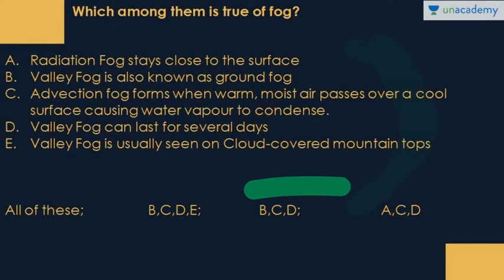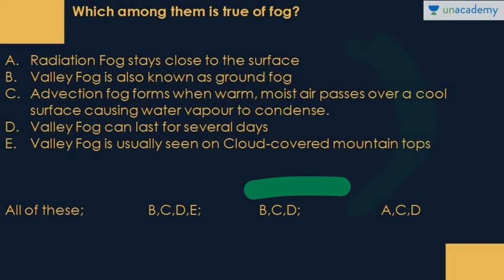So, which among them is true? A, radiation fog stays close to the surface. B, valley fog is also known as ground fog. C, advection fog forms when warm, moist air passes over a cool surface, causing the water droplets to condense. D, valley fog can last for several days. E, valley fog is usually seen on cloud-covered mountain tops.